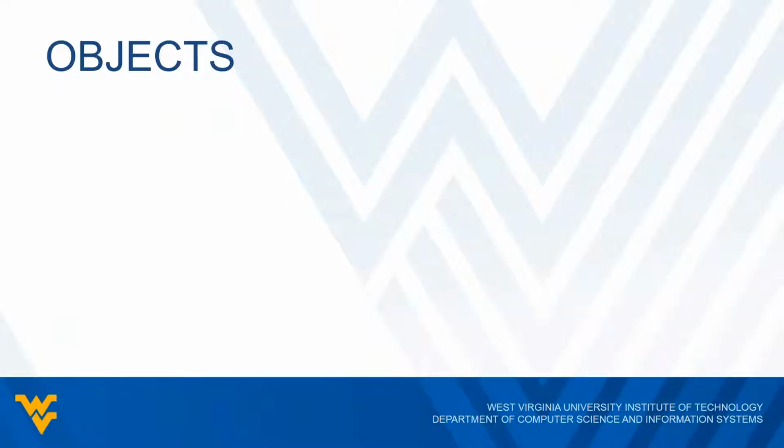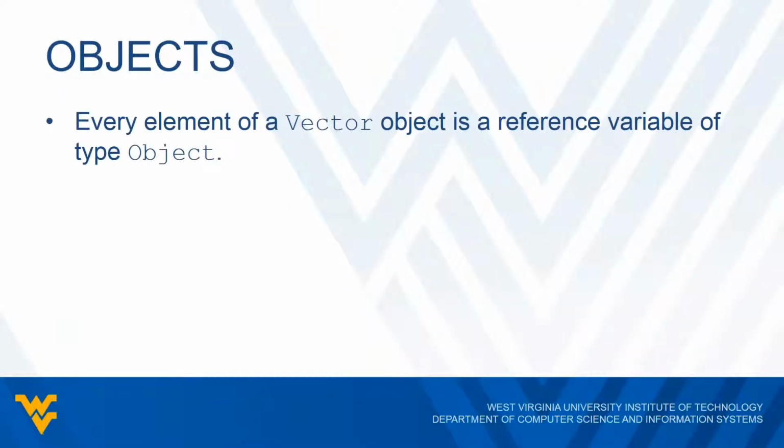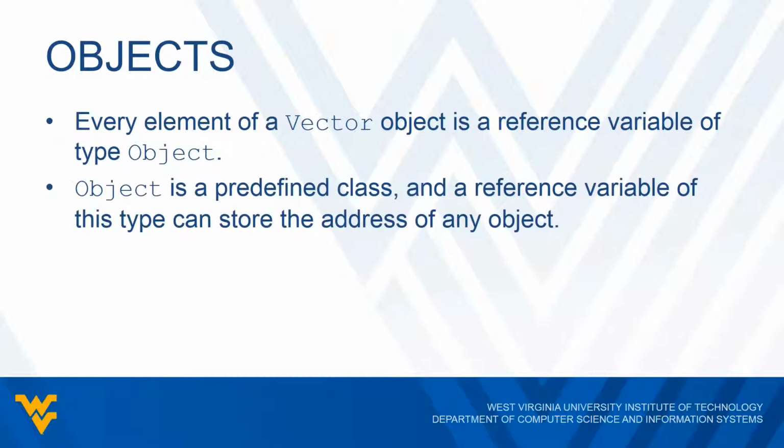Now, as I was mentioning with the different methods, each element of a vector object is a reference variable of type object. So what is object? Object is a predefined class where a reference variable of this type can store the address of any object. So this is kind of like the higher up object class, and all the other classes are kind of subclasses of that. So I can do vectors of strings. I can technically do vectors of scanners, ints, floats. Any class that I can create, any object I can create would be a subclass of the object class.